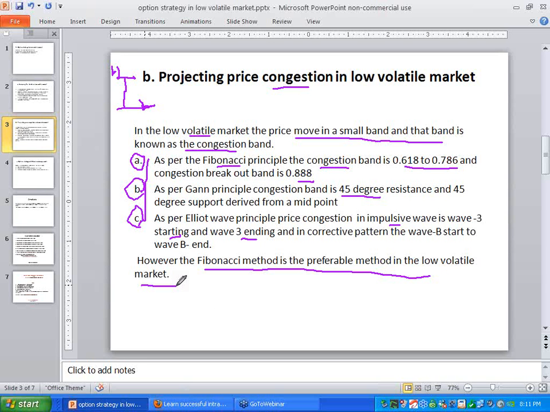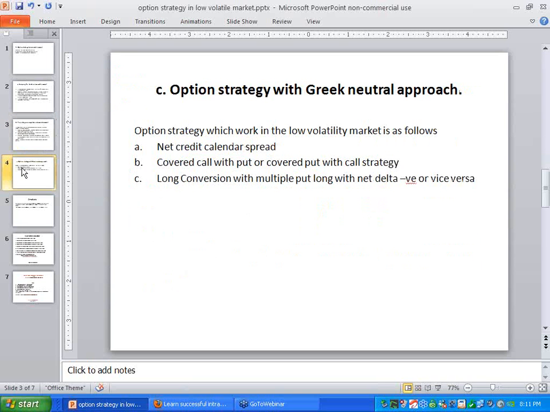So the retracement can go till 0.786 and from there it will again retrace back. So this phenomenon will continue till the low volatility trend is intact in the market. So we'll see some examples also. Very simplest way I can explain these things in terms of an example.